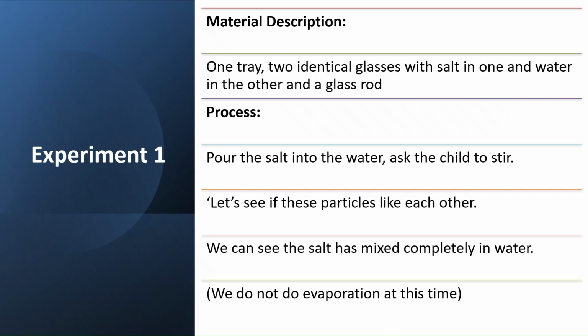The first experiment, material description. We need one tray, two identical glasses with salt in one and water in the other, and a glass rod. The process: pour the salt into the water and ask the child to stir. Let's see if these particles like each other. We can see the salt is mixed completely in water. Now note that we do not do evaporation at this time.